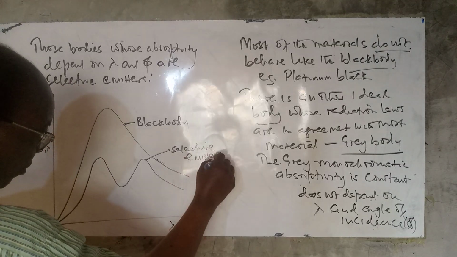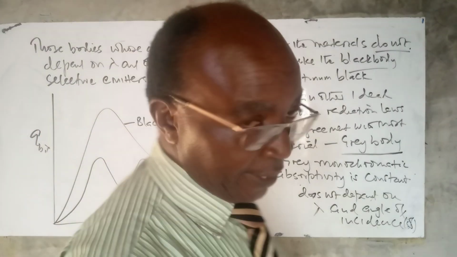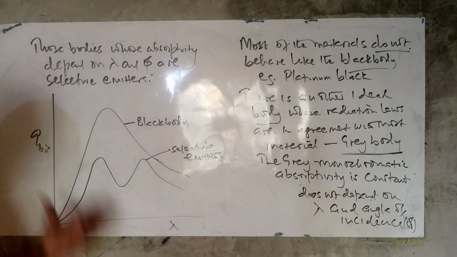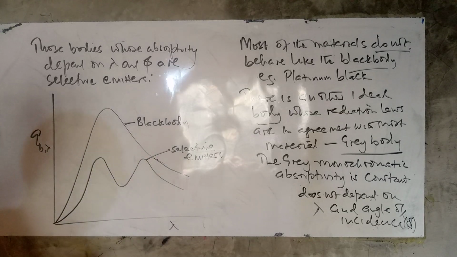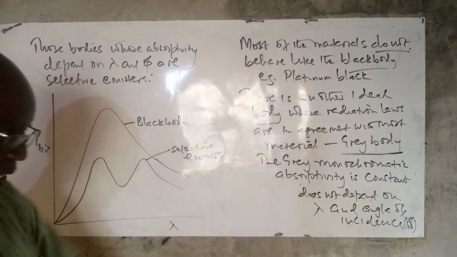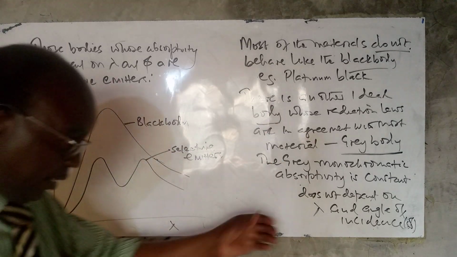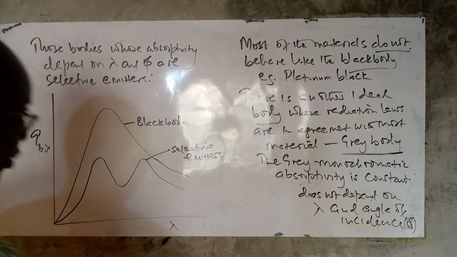In a nutshell, very simple. This depends on lambda and the angle of incidence, the wave band and the angle of incidence. So they're selective emitters, but the black body does not. The gray body has a constant monochromatic absorptivity. In other words, it doesn't depend on lambda and it doesn't depend on angle of incidence.